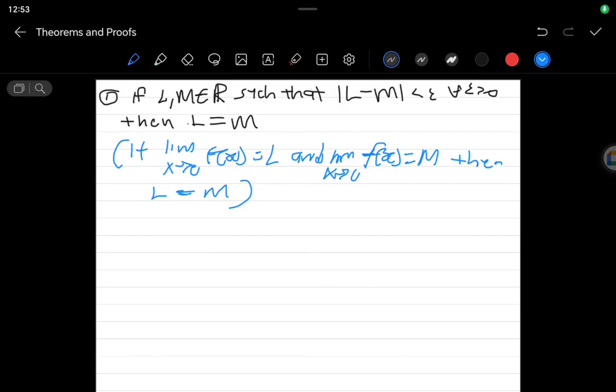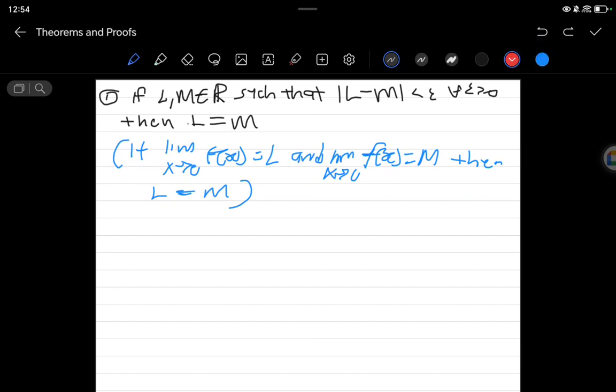And now we're given this theorem that says if M is an element of the real numbers such that the absolute value of L minus M is less than epsilon for all epsilon greater than 0, then L will be equal to M. This is the same as saying if the limit as x approaches c of f of x is equal to L, and the limit as x approaches c of f of x equals M, then L is equal to M.